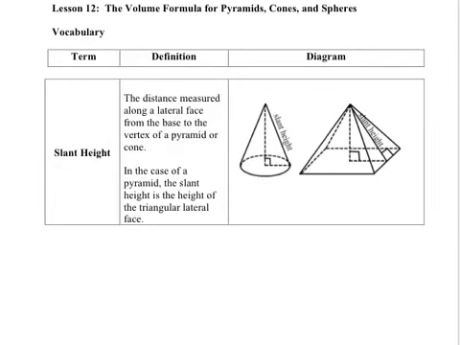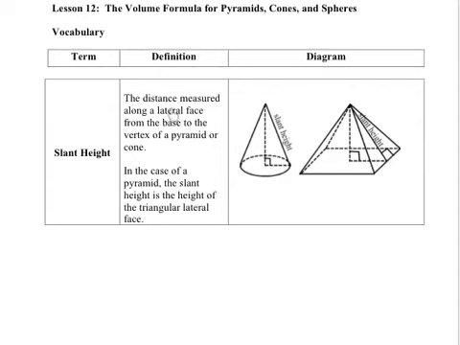In this lesson, we're going to talk about the volume formula for three of our final three-dimensional shapes, pyramids, cones, and spheres. So we're going to start by defining what's called the slant height. And this comes into play for cones and pyramids.